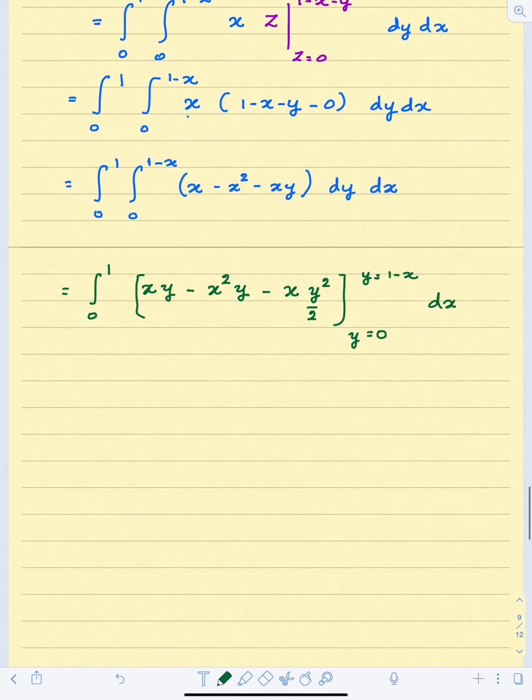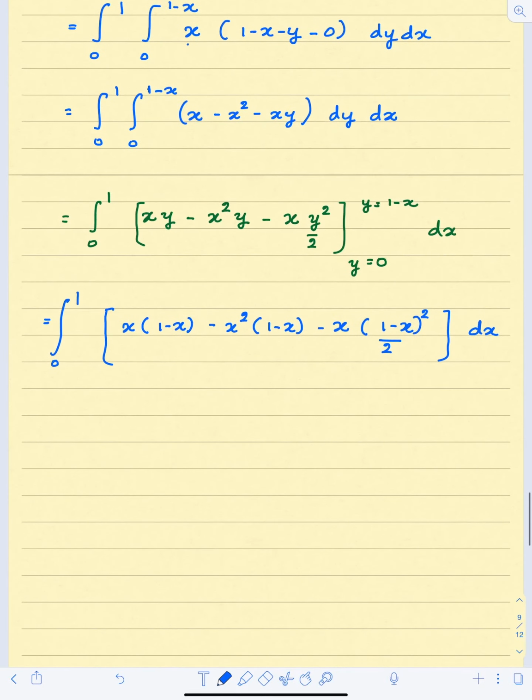Okay. If we apply the lower limit, you will get 0. Then we just need to worry about the upper limit. If you apply the upper limit, you will get x times 1 minus x, minus x squared times 1 minus x, minus x times 1 minus x squared over 2. Okay, let's simplify this.